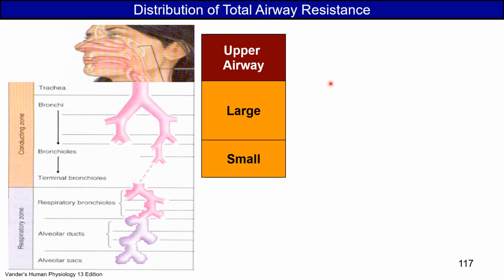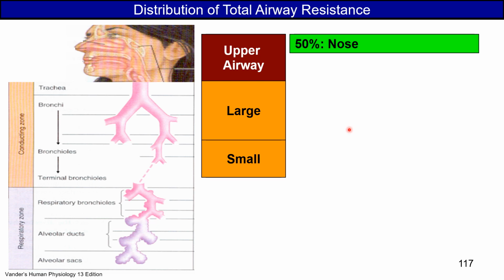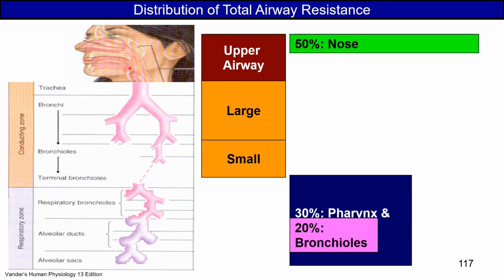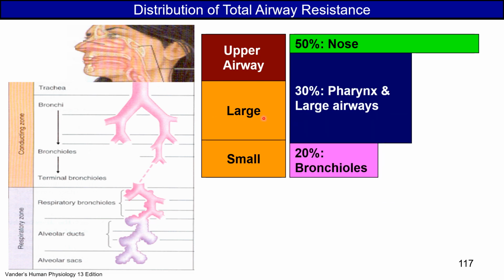So let us now discuss the distribution of the total airway resistance. 50% of the total airway resistance is contributed by the nose. 30% is contributed by the large airways and the pharynx, while only 20% is contributed by the bronchioles.